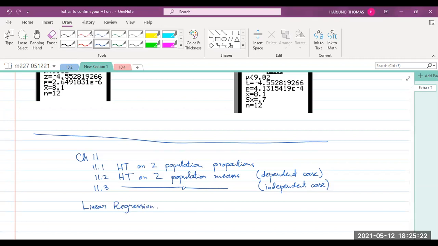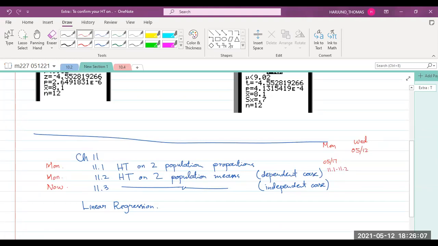Okay, what I think I want to do is this. On Monday, I will do 2 of these. I think on Monday I will do 11.1, which is 2 population proportions, and the dependent case. So right now, I will at least give the foundation for this one here. Today is Wednesday, right? On Monday next week, on the 17th, we will do 11.1 and 11.2.